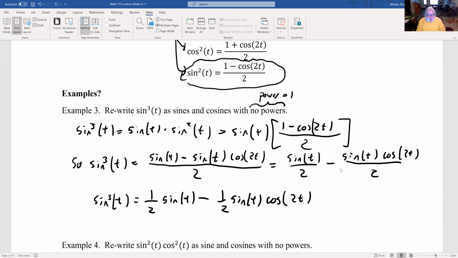Okay, so what does that mean that we have here? That means that we've got sine of t to the first, sine of t to the first, cosine of 2t to the first. We paid a little penalty because now we have a cosine of 2t and not just a cosine of t, but that's okay. Everything is a first power.